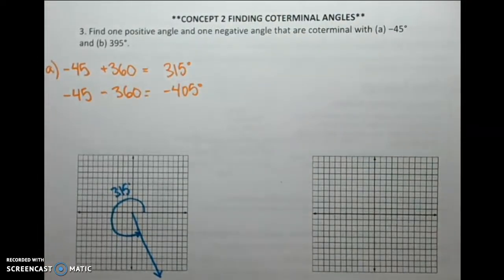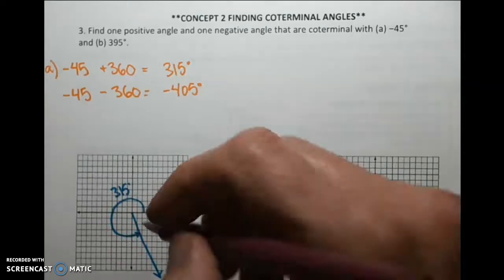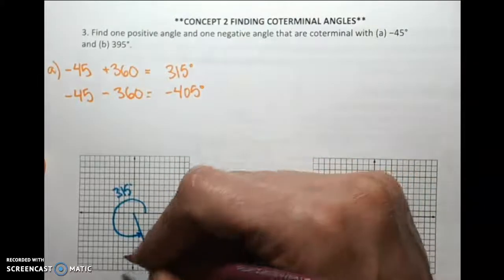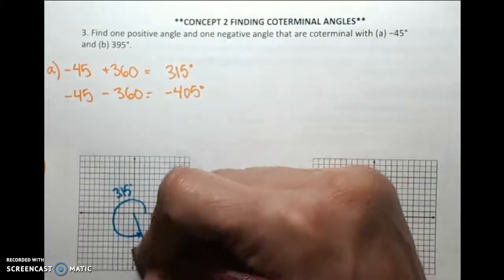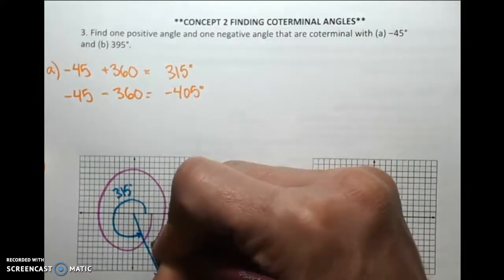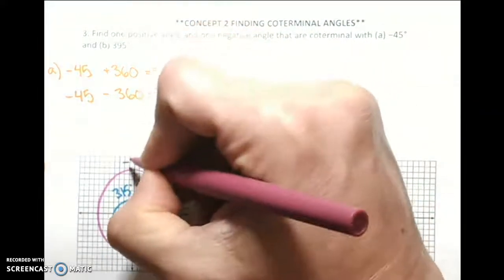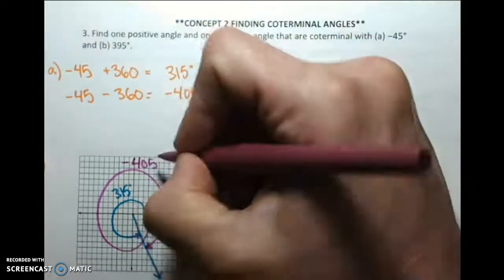The next time I'm going to go around, again, positive is counterclockwise. Now I'm going to go negative, so I'm going to start and go clockwise, and I'm going to go negative 405. So that's the negative 360, and then a negative 45. Like that. And there's my negative 405 degrees.